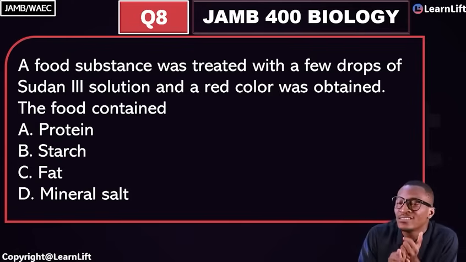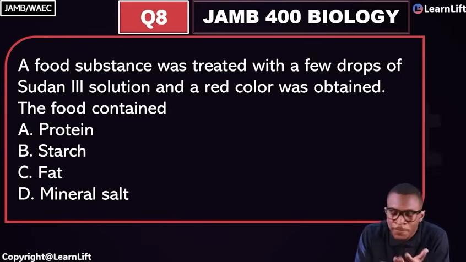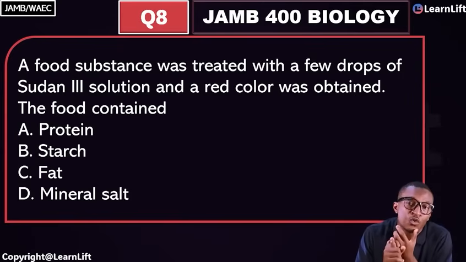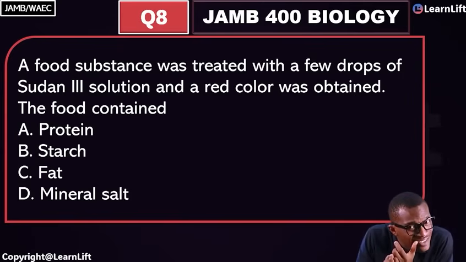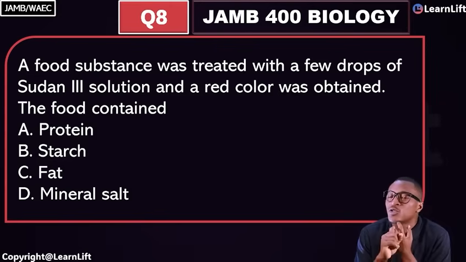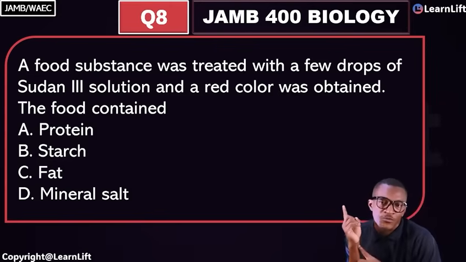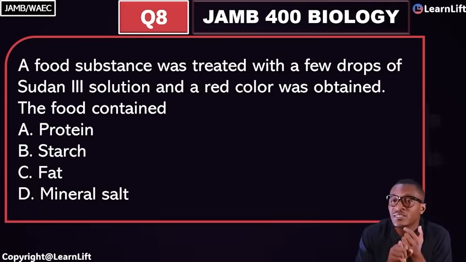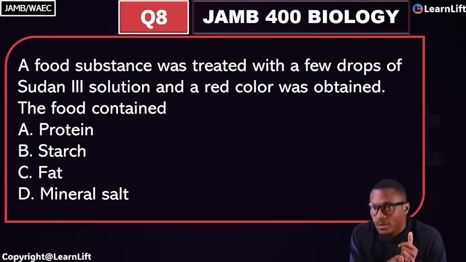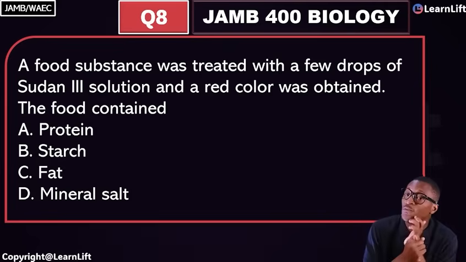Number 1, we have your Fehling test, which will give you red precipitate, right? After Fehling test, we have your Benedict test. After your Benedict test, the third one is the test for starch. Test for starch is iodine test, which gives you blue black. Those are the three tests for carbohydrates.